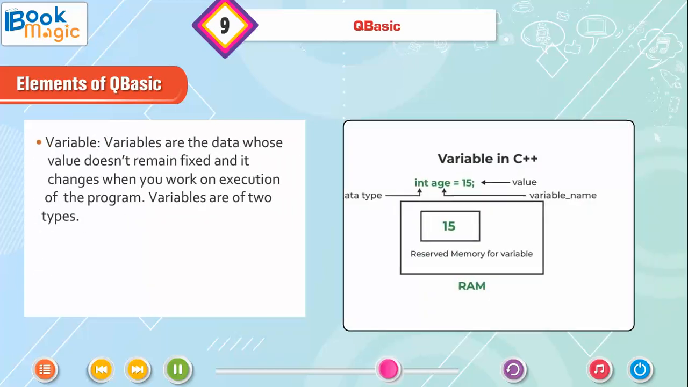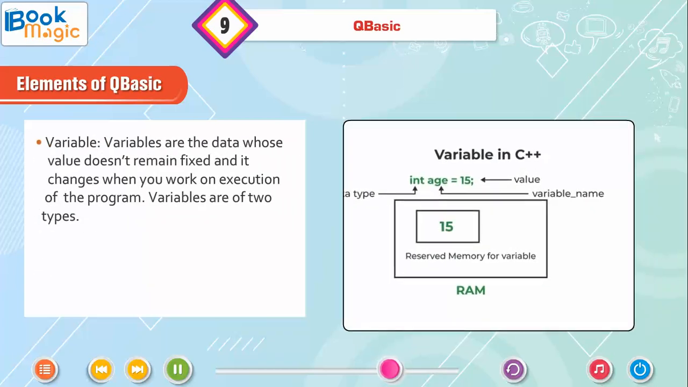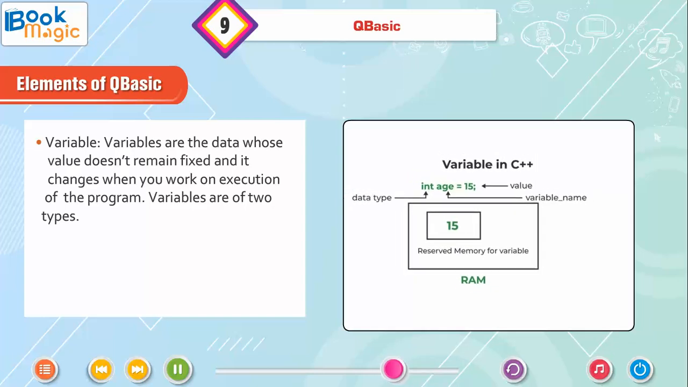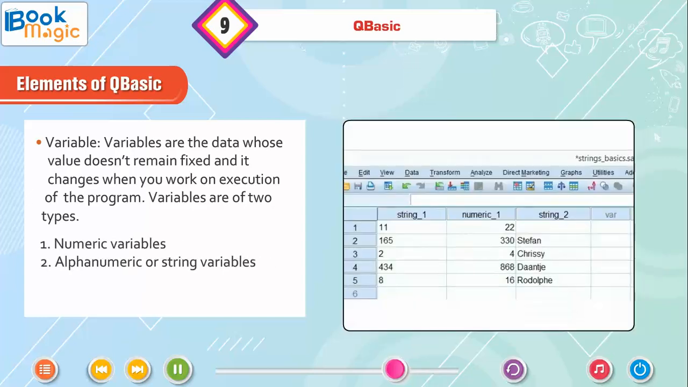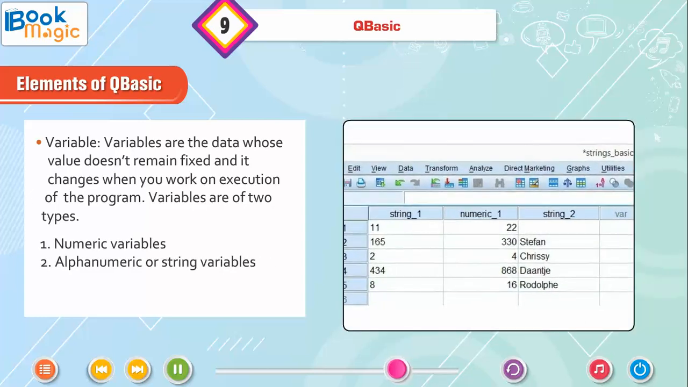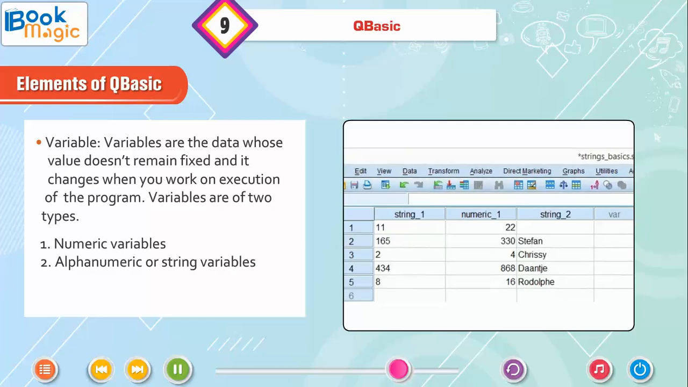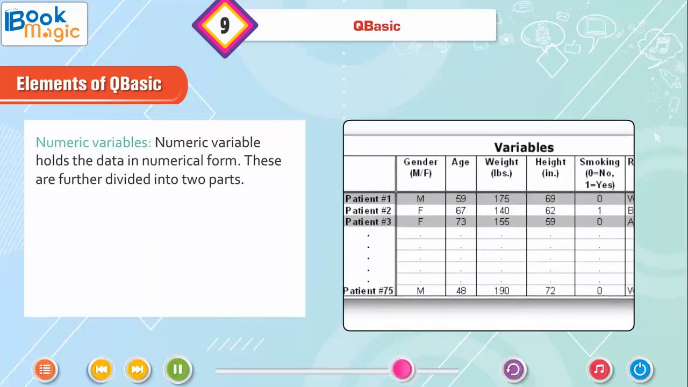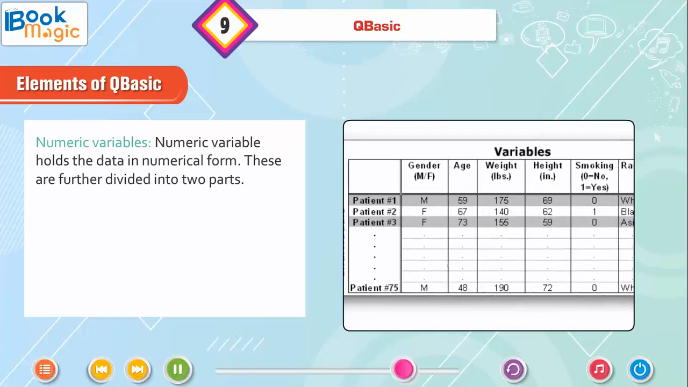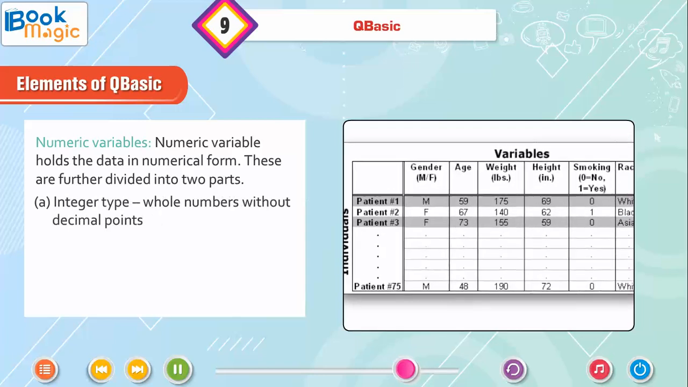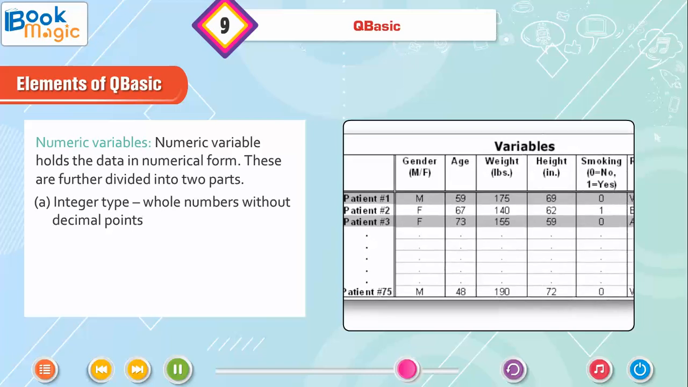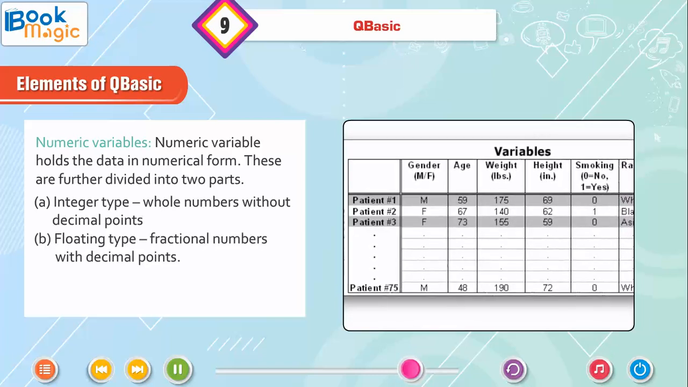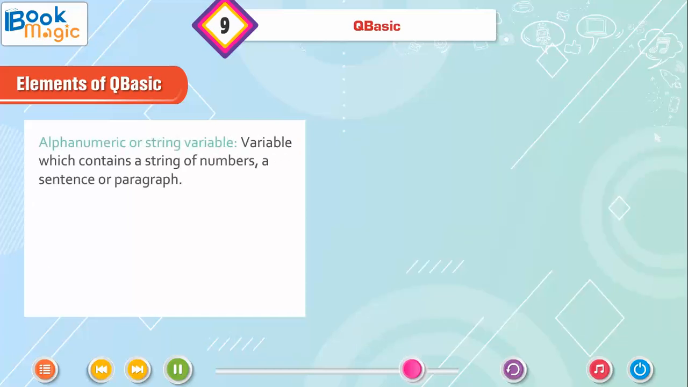Variable. Variables are the data whose value doesn't remain fixed and changes when you work on execution of the program. Variables are of two types. 1. Numeric variables. 2. Alphanumeric or string variables. Numeric variable holds the data in numerical form. These are further divided into two parts. A. Integer type. Whole numbers without decimal points. B. Floating type. Fractional numbers with decimal points.